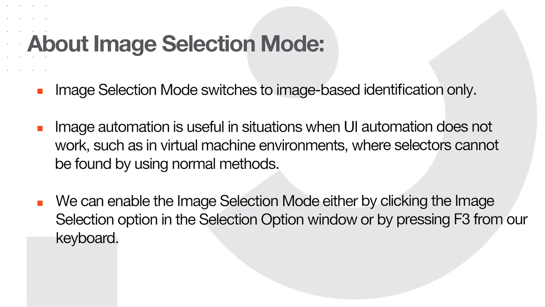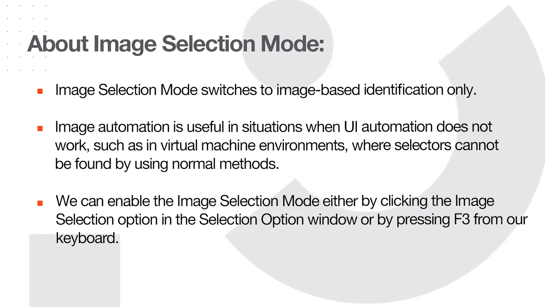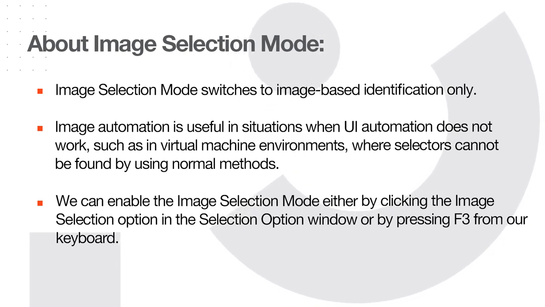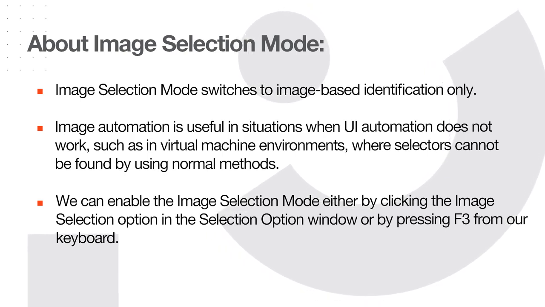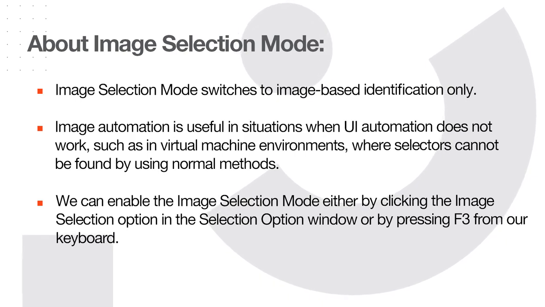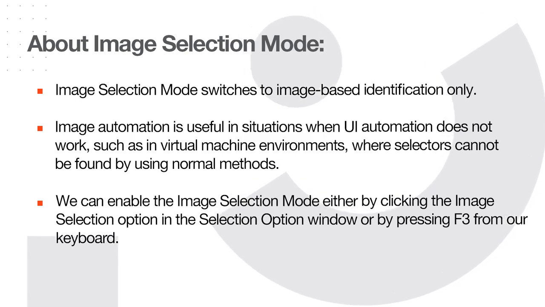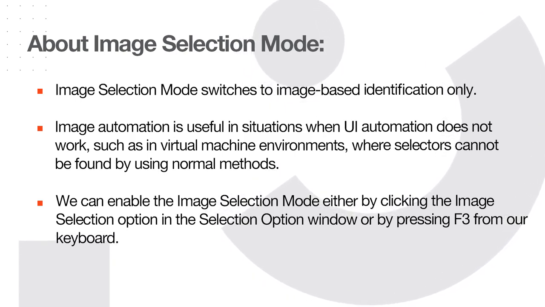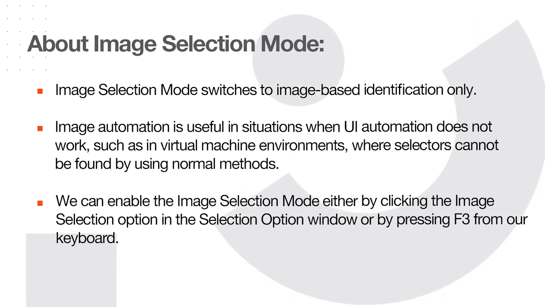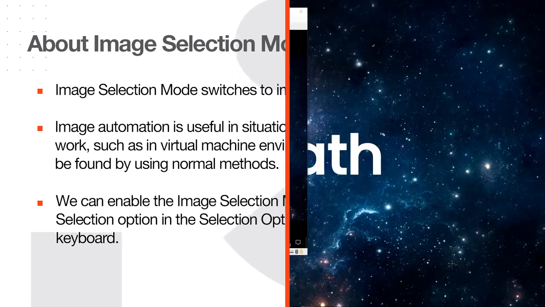Image selection mode switches to image-based identification only. Image automation is useful in situations when UI automation does not work, such as in virtual machine environments, where selectors cannot be found by using normal methods. We can enable the image selection mode either by clicking the image selection option in the selection option window or by pressing F3 from our keyboard. Now, it's time to see it in action.